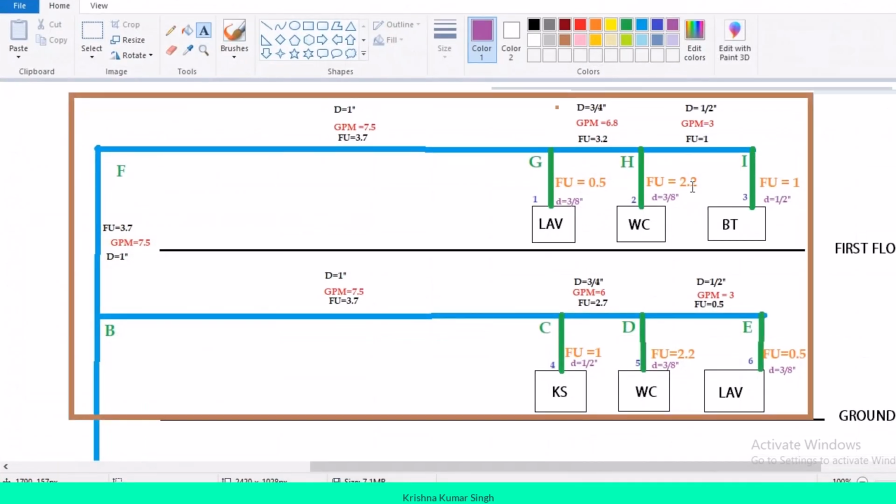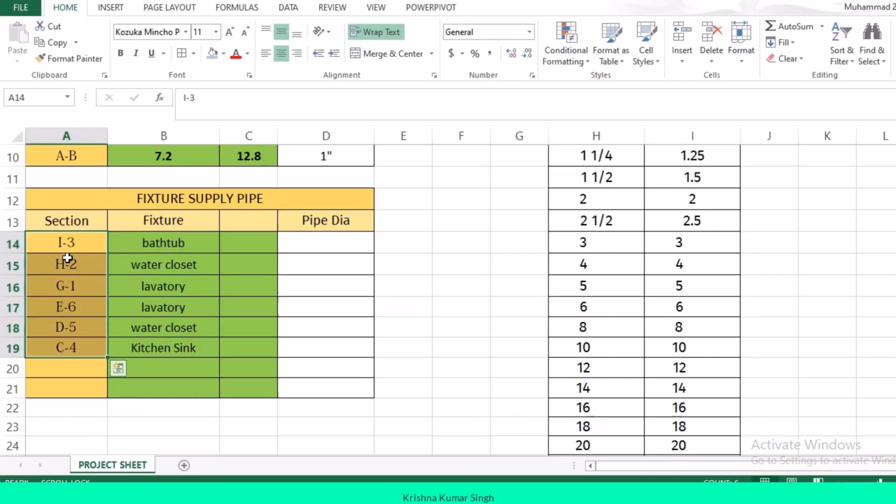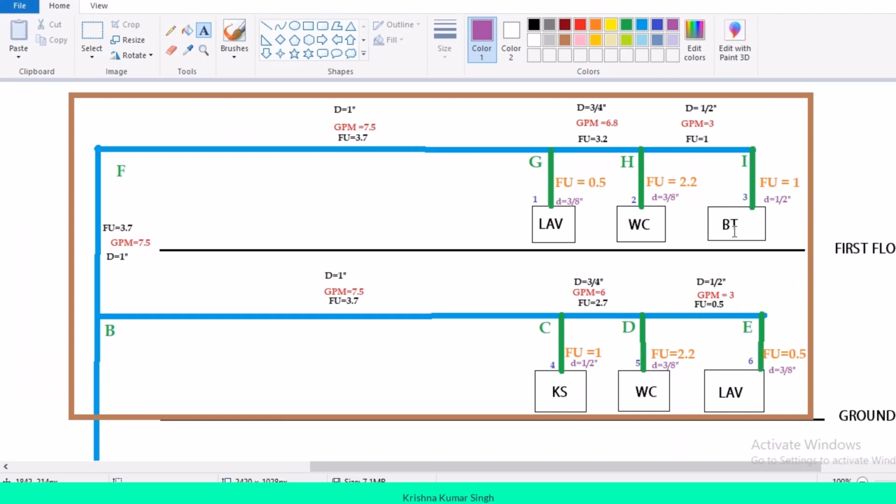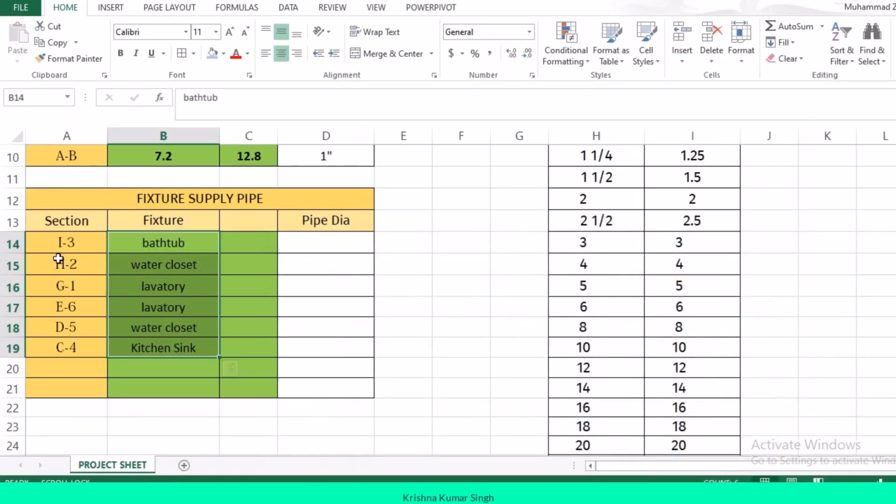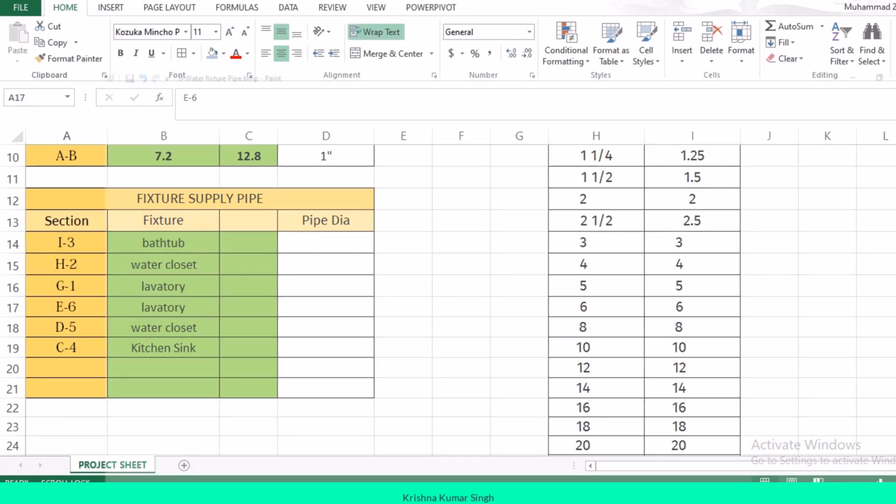First is I3 section, then H2, G1, E6 section, D5 section, C4 section. All the sections are written over here, and right in front of that I noted down the fixture type. I3 has bathtub. Cross check this. I3 has bathtub, H2 has water closet, G1 has lavatory, H2 has water closet, same. E6 has lavatory, D5 has water closet, C4 has kitchen sink.